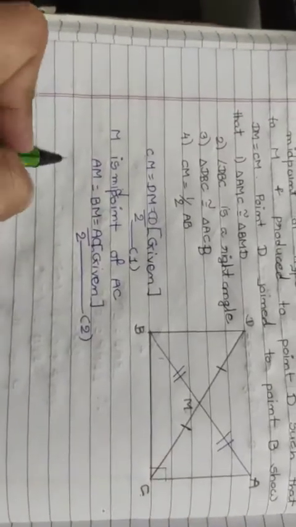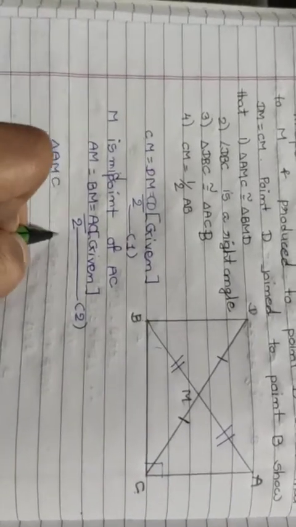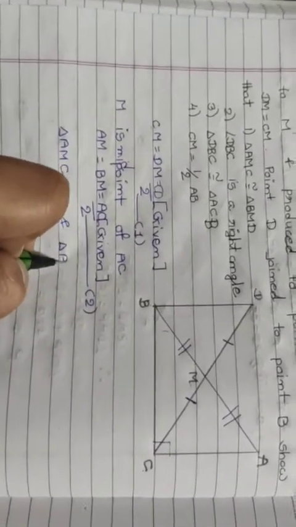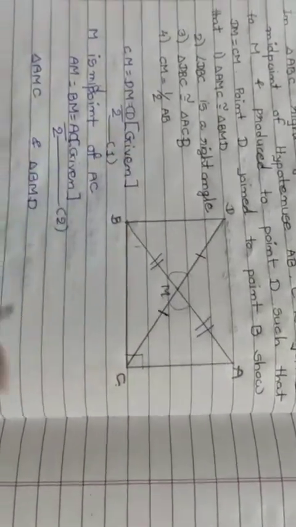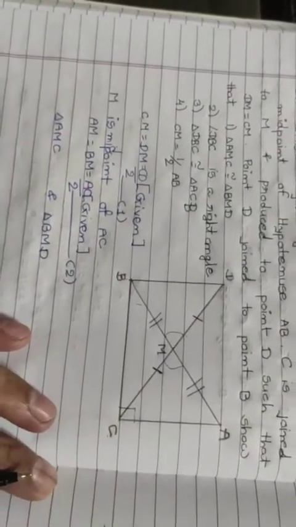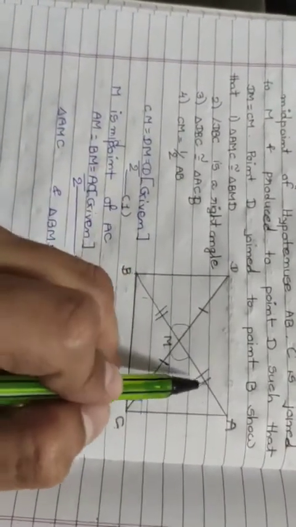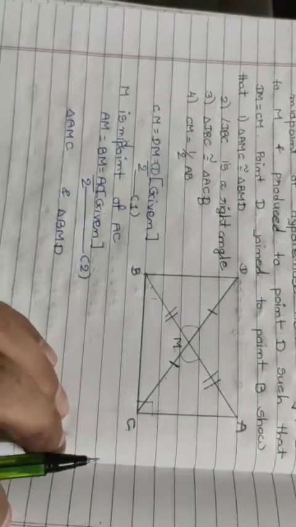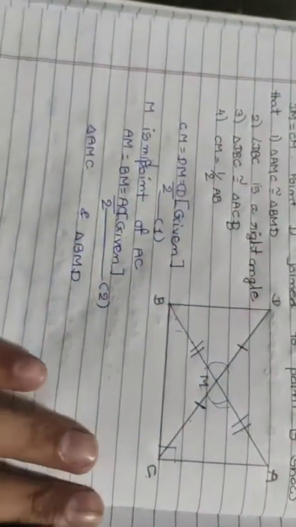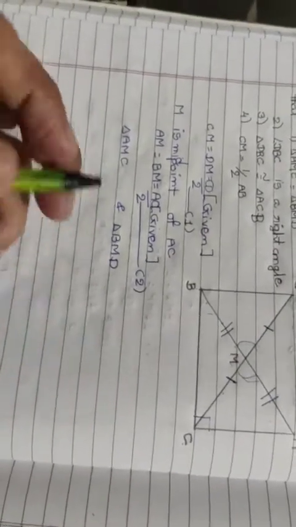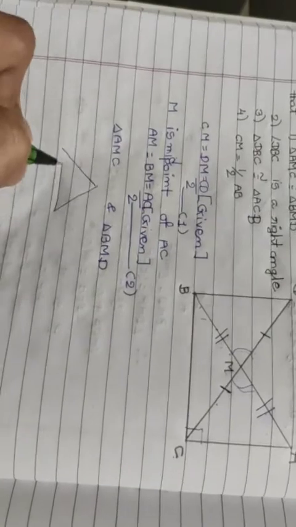Now we will take triangle AMC and triangle BMD. We can see that these two angles are vertically opposite angles, so they are equal, and DM is equal to CM and AM is equal to BM. Two sides and the included angle are equal, so by SAS congruence we can prove these two triangles are congruent. So I will draw the rough figure.